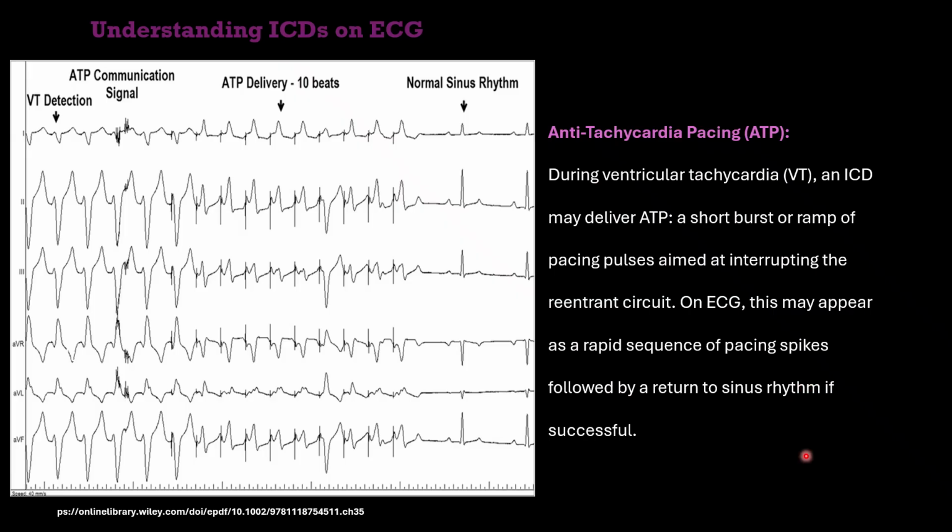followed by return of sinus rhythm if successful. For example, if the patient developed VTAC with a ventricular rate of, for example, 200, the ICD will be anti-tachycardic at 220, so it will give these bursts or ramps to treat this type of tachycardia till the patient returns to normal sinus rhythm.